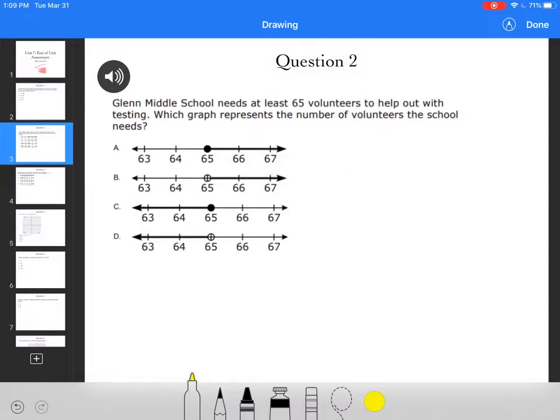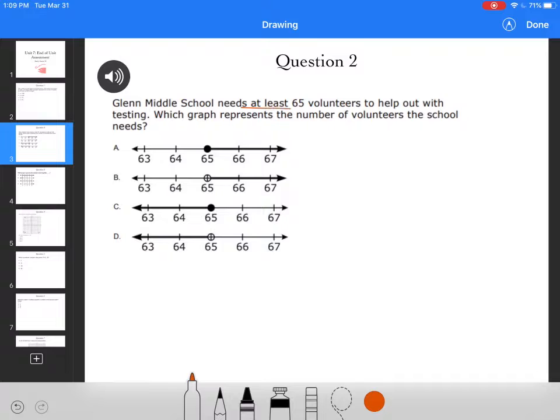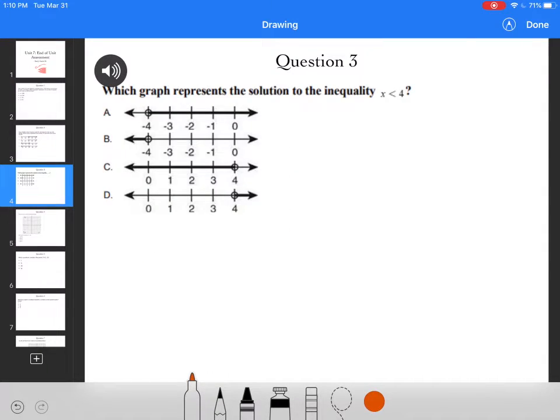Question 2. Glen Middle School needs at least 65 volunteers. So at least tells me that's the lowest number. They could use more than that. They're saying at least. So that means the lowest number they could have was 65. So that means I'm going to eliminate C and D, because that shows less than. The arrow's going to the left, telling me that's less than. At least means that it could include the 65. 65 is the lowest number that will work. So that means if I'm going to include it, I have to say A, because A has a closed dot, and that includes the 65.